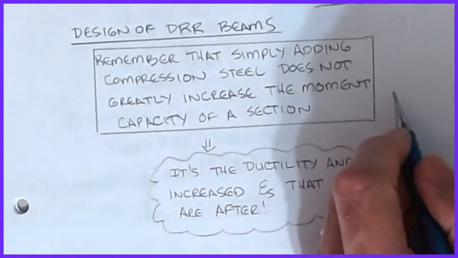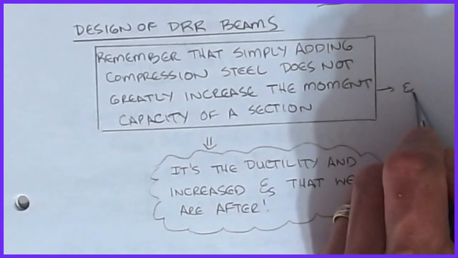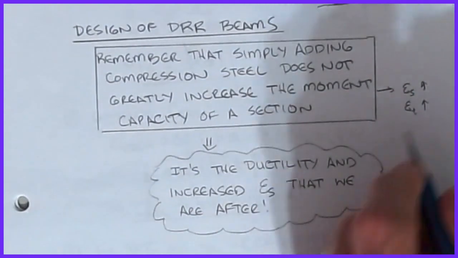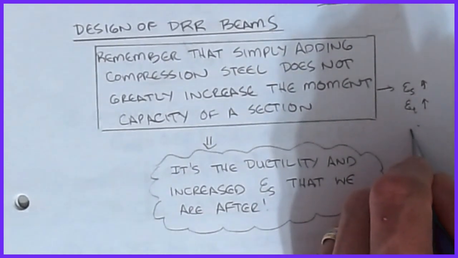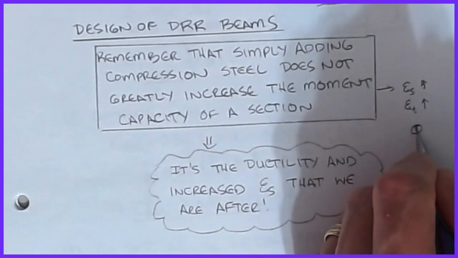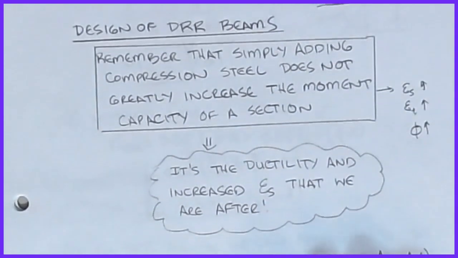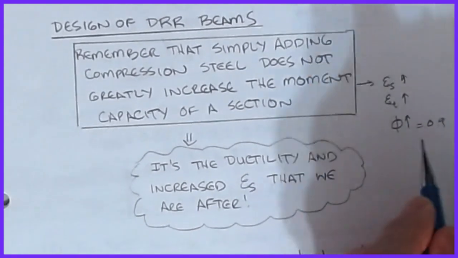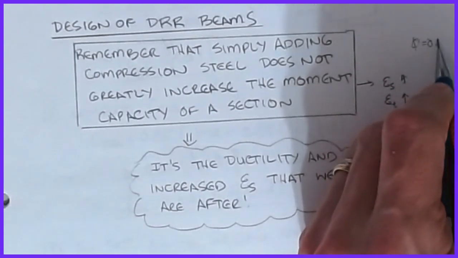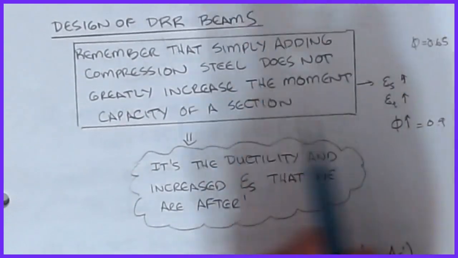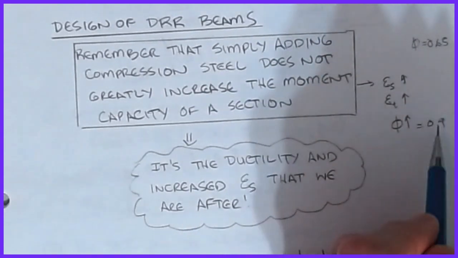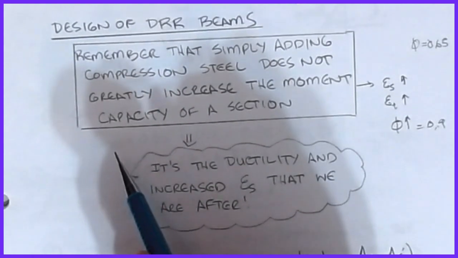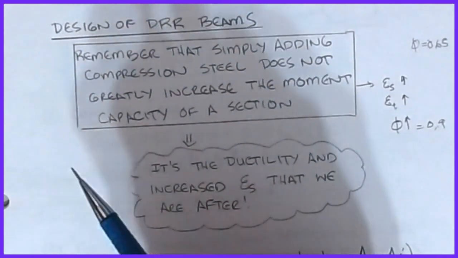Now what it does, again, is increase epsilon s, and if that increases, then epsilon t is also going to go up. And typically, if you were at phi less than 0.9, you have the potential that phi will go up in response, to a point. Again, this is capped at 0.9 maximum, but if you were sitting down at a phi of 0.65, the lower bound, putting in compressive steel will drastically increase phi, and that will increase the design moment capacity. The nominal moment doesn't move much, but the design capacity does.